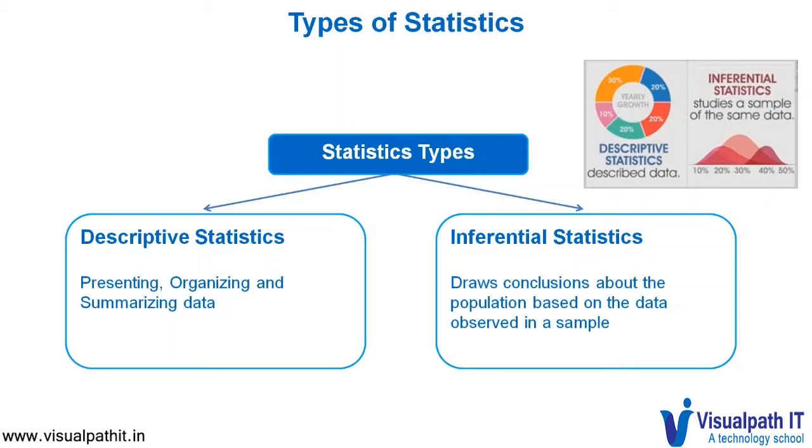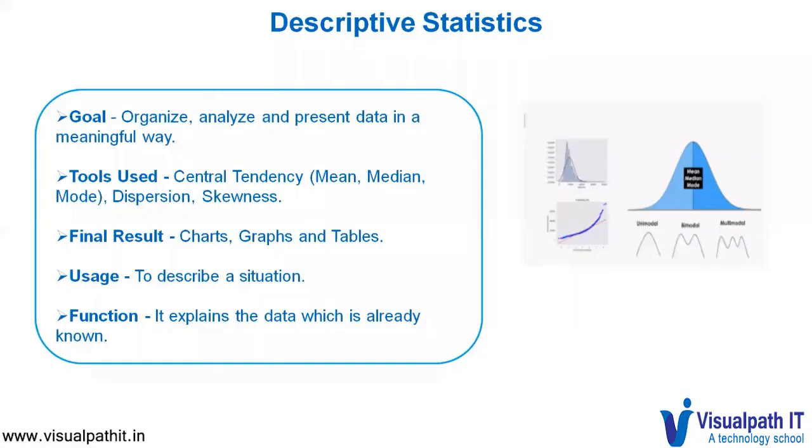So inferential statistics is primarily based on probability theory. We will be looking at both descriptive and inferential statistics in detail in the upcoming chapters. Now let us look at what descriptive statistics and inferential statistics are about. So first, let us take descriptive statistics.